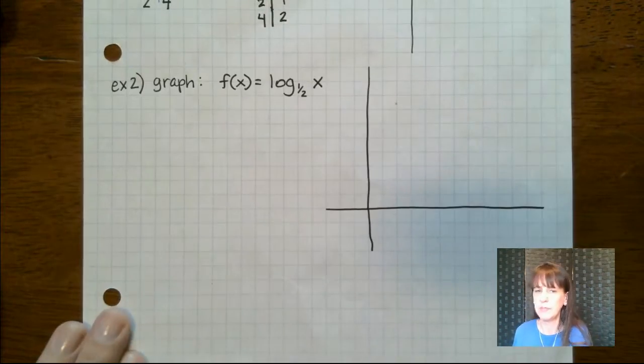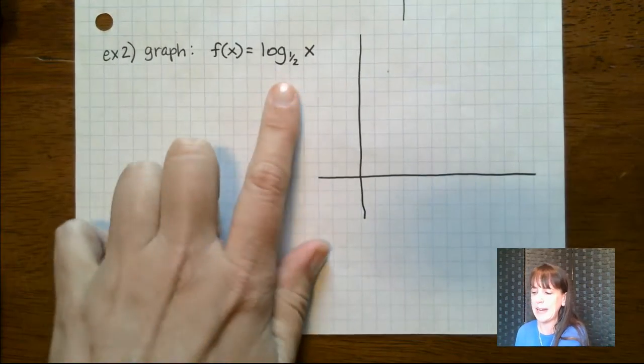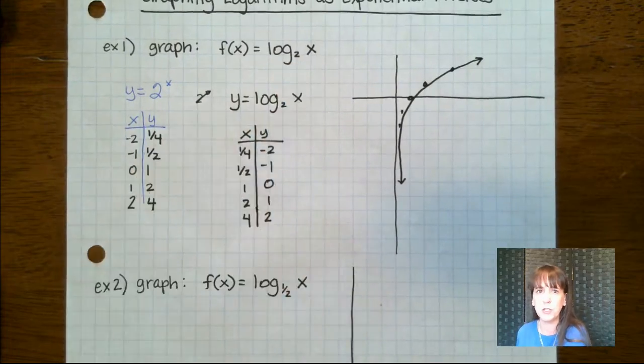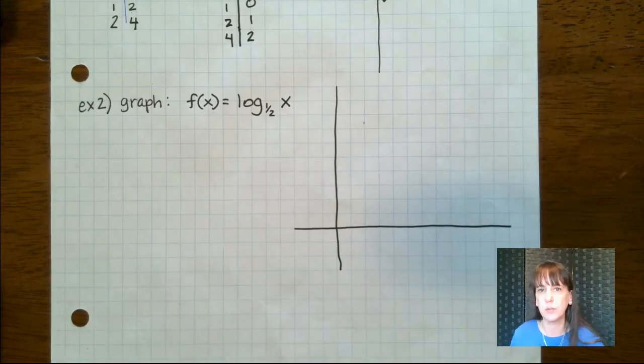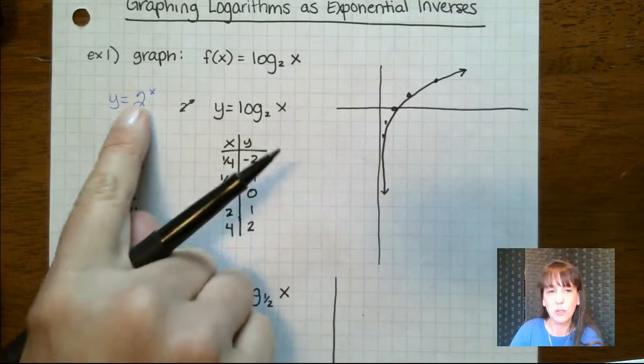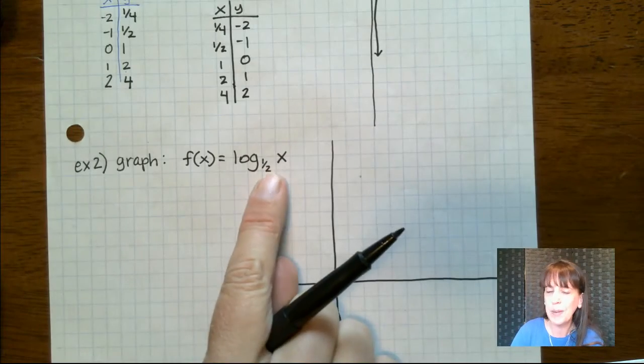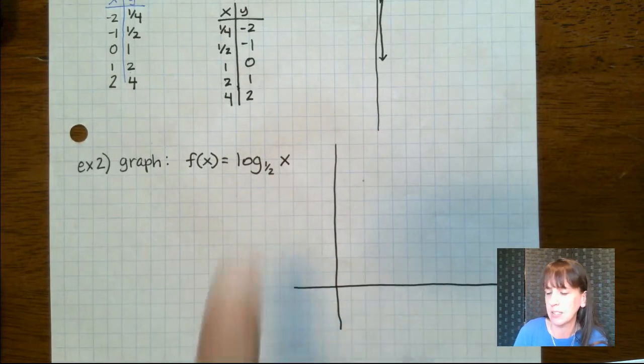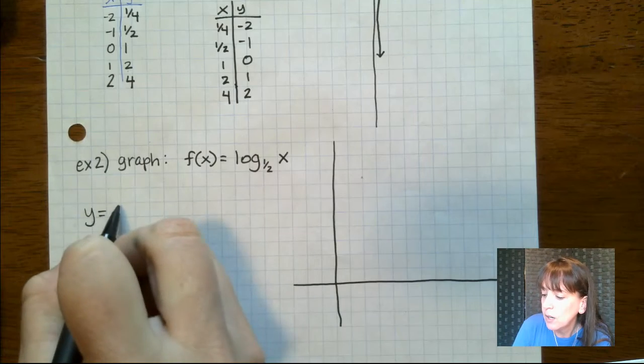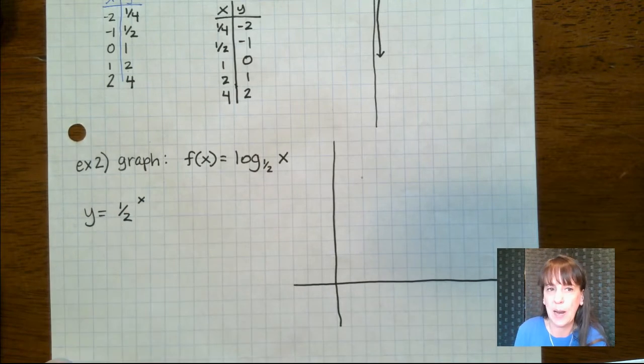Let's try another one. This one's a little tricky because it's 1/2. Up here, our base was a 2, which is a whole number greater than 1, so it was growing. When it's an exponential growth, it's a growth. This one, again, you look for that x and you look for the base on your logarithm. So it's y equals 1/2 to the x power.